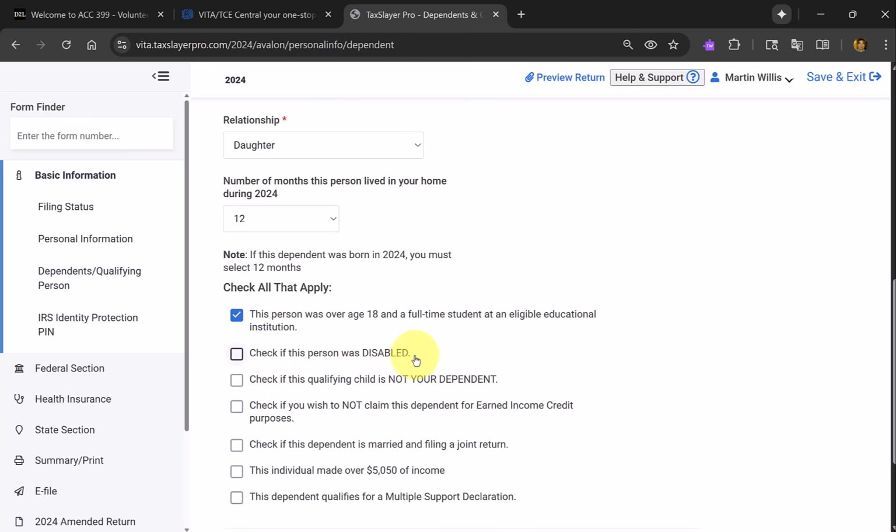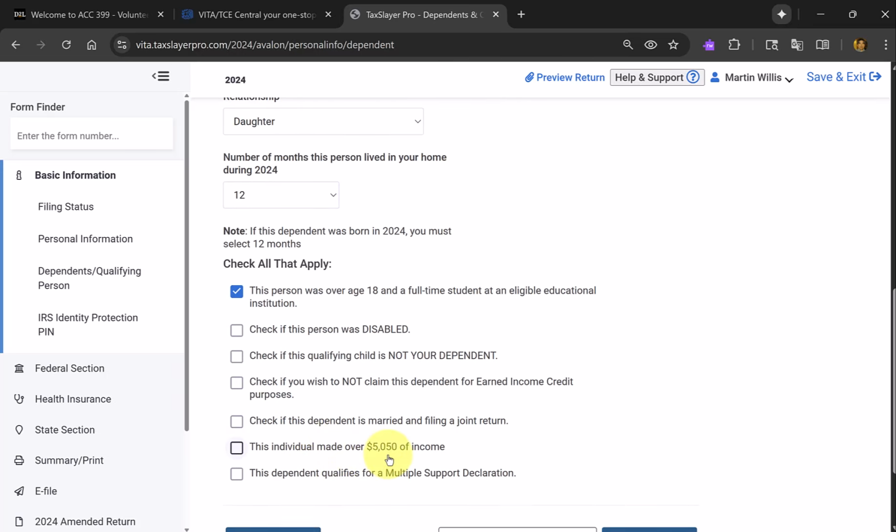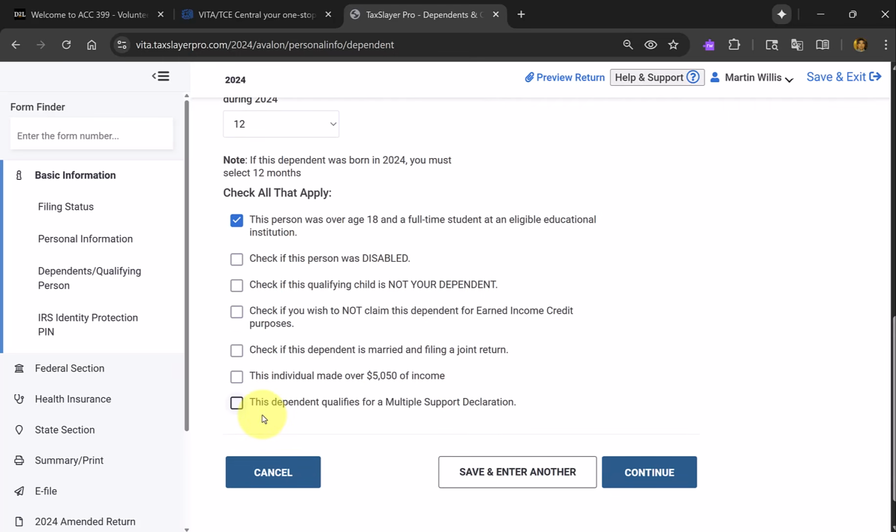Check if this person was disabled. That wasn't indicated on the intake sheet. Check if this is a qualifying child, not your dependent. She is the dependent. Check if you wish not to claim. We are claiming her for any types of credits. Check if this dependent is married. She's not married. This individual made over $5,050. Again, I would confirm that, but it's a moot point because she would meet this requirement up here. This dependent qualifies for multiple support declaration. Again, that's not an issue. Our taxpayers are claiming Abby. So let's continue.